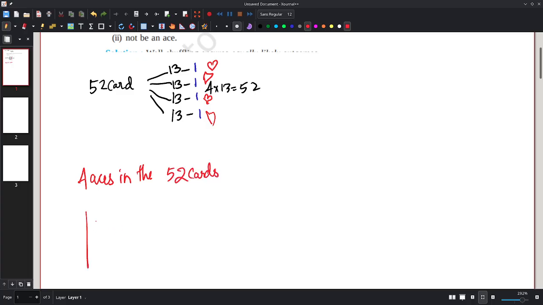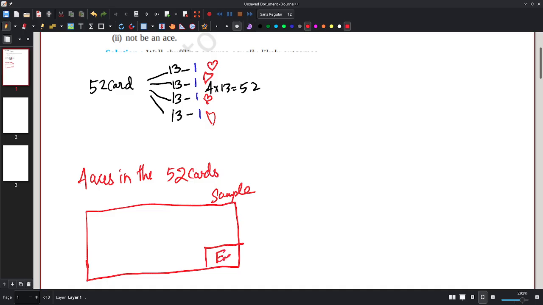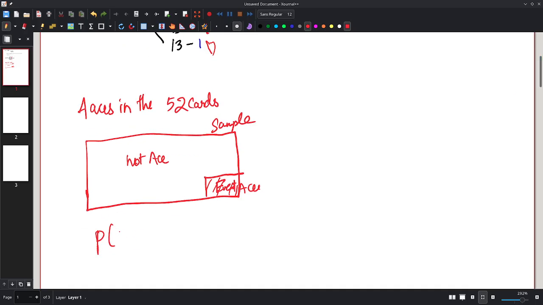So we want to find this particular event, which is finding an ace, right? This is the sample space, and there is a space inside it which is an event. This is the event of ace, and this is the event of not an ace. So first we find P of the event of ace, E A, which is equal to 4 aces by the total cards, which is 52. So 4 by 52 will give you 1 by 13.